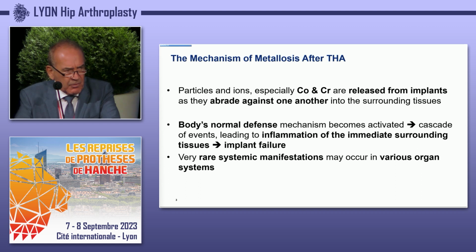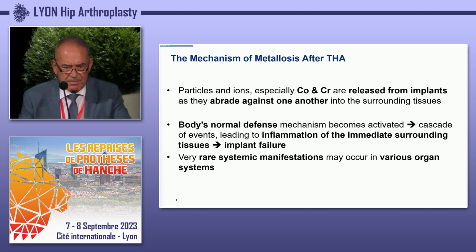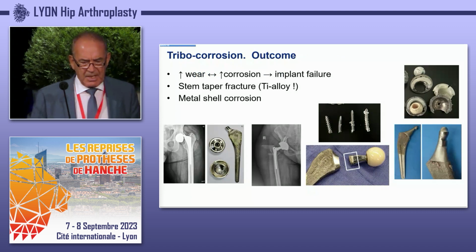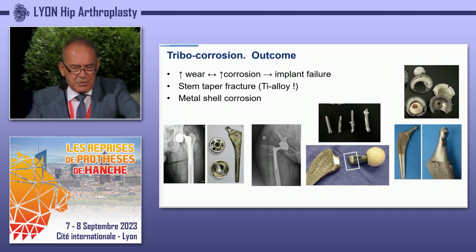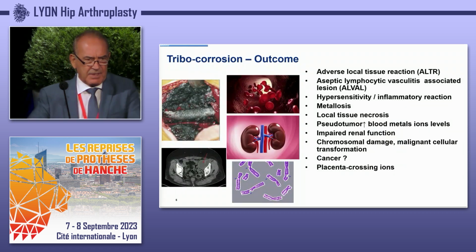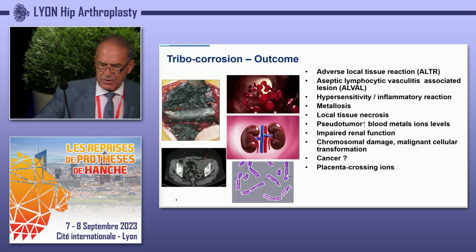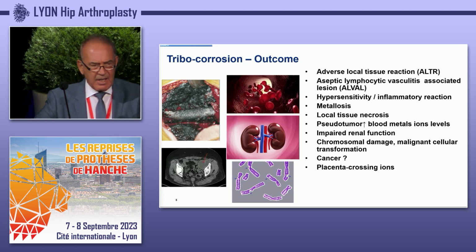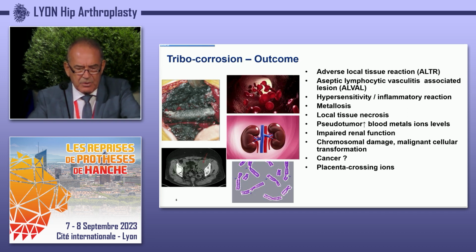That's the mechanism. Of course, very rarely, manifestations may occur in various organ systems. So what's the outcome of this tribocorrosion? In fact, increased wear and corrosion lead to implant failure and stem taper fracture or metal corrosion, and you have seen many of those pictures during your practice. And what is the clinical implication? That's adverse local tissue reaction, hypersensitivity, inflammatory reaction, metallosis, local tissue necrosis, pseudotumor, renal function impairment, chromosomal damages, maybe some cases with cancer, and placenta-crossing ions.